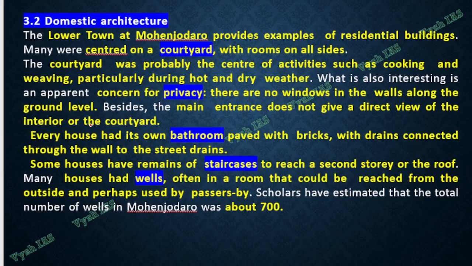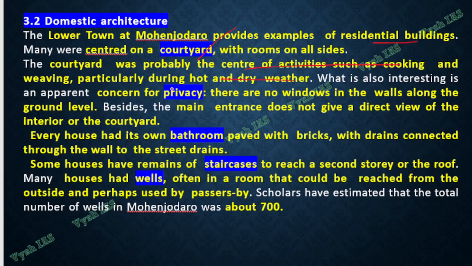Domestic architecture, I have highlighted the main things. There will be a central courtyard which will be the main place of activity like cooking, weaving, everything people sit there and do, especially in the hot and dry weather. So this is there in every residential building. Okay, and it's the center of it.